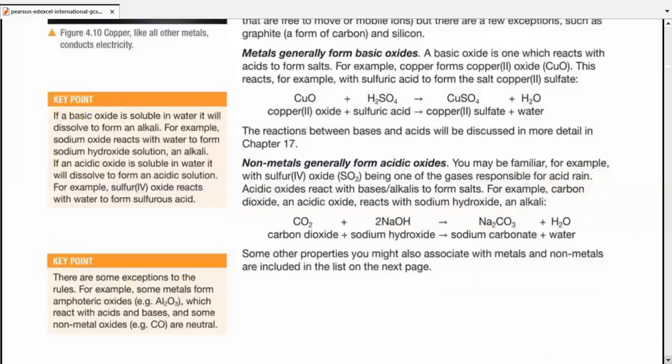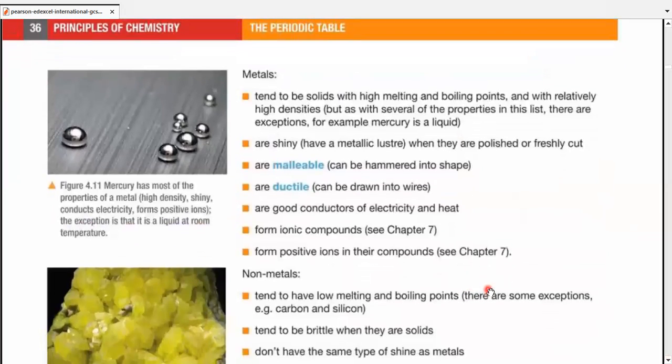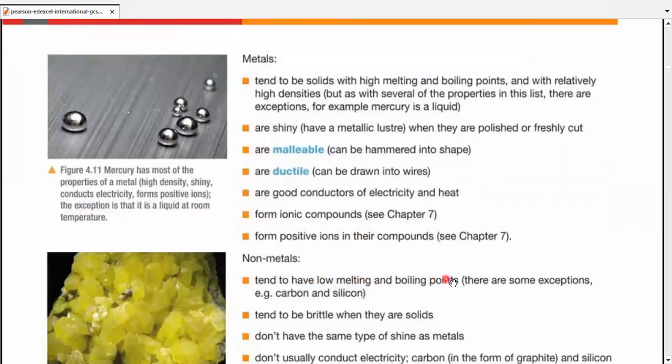Let's keep on moving and let's discuss different ways they can be different. Metals tend to be solid, with high melting and boiling points and high densities. The only liquid metal on the planet is mercury. Non-metals tend to have low melting and boiling points. However, there are some exceptions such as carbon or silicon. In the case of carbon, diamond has high melting and boiling points, and so does graphite. In the case of silicon, silica does.